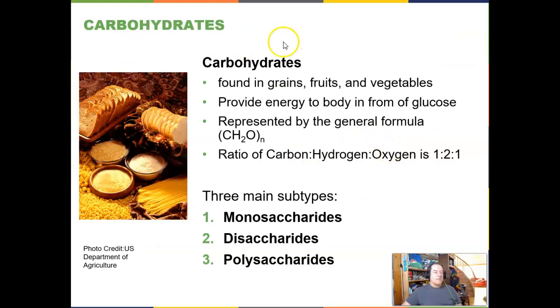So let's talk about carbohydrates. Y'all know that carbohydrates are your primary source of energy for metabolism. And that's what we primarily use them for.